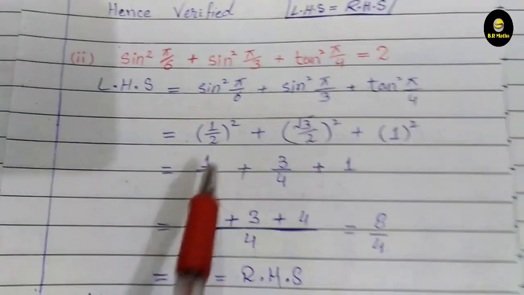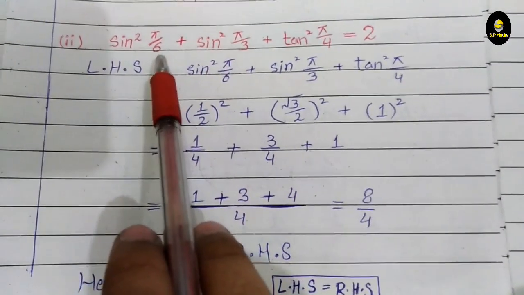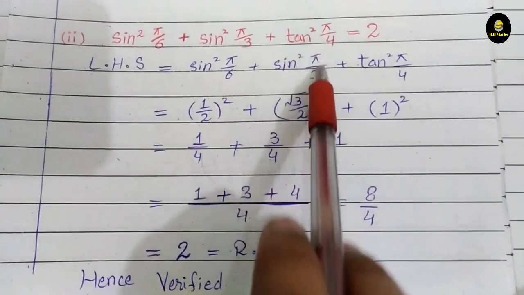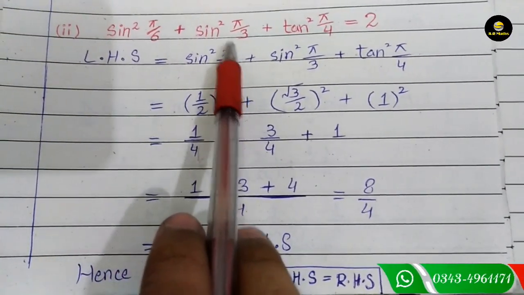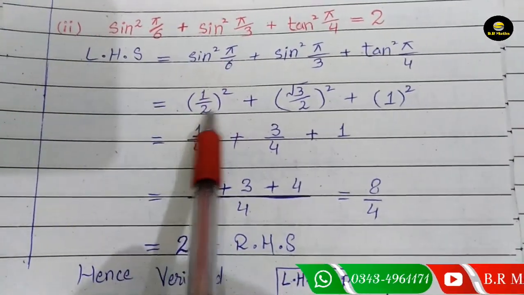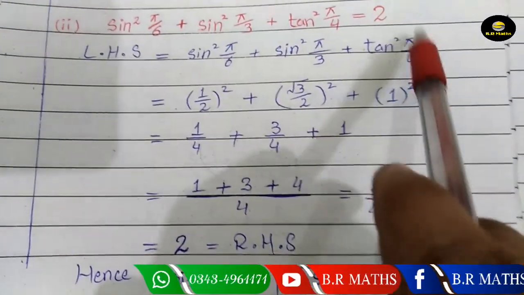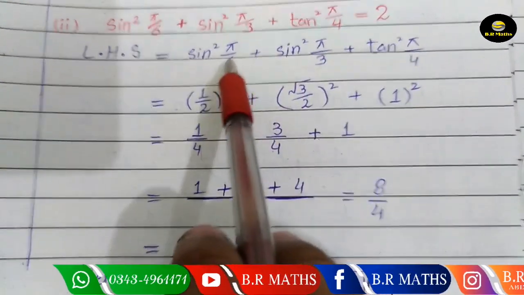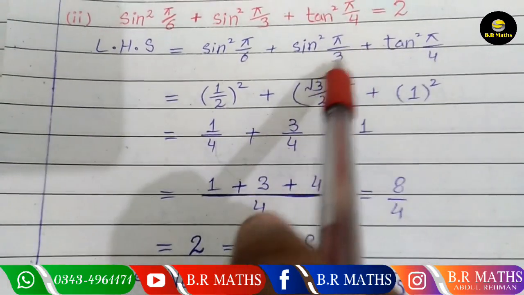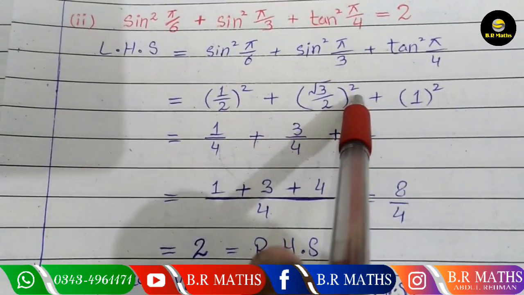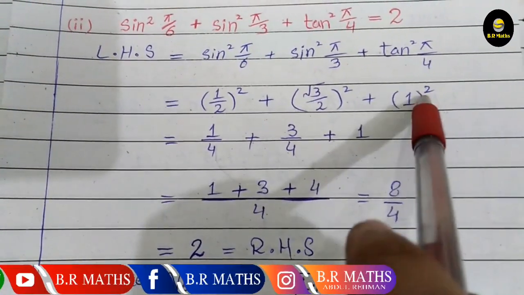And the next part is sin square pi by 6 plus sin square pi by 3 plus tan square pi by 4 equals 2. So similarly take the left hand side: sin square pi by 6 means 30 degree, and sin square pi by 3 means 60 degree, and tan pi by 4 means 45. The value of sin 30 is 1 over 2 and square, plus sin 60 means square root 3 over 2 and then whole square, plus tan 45, the value of tan 45 is 1 and square.